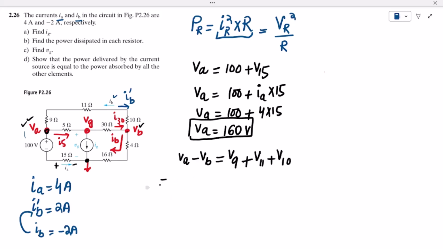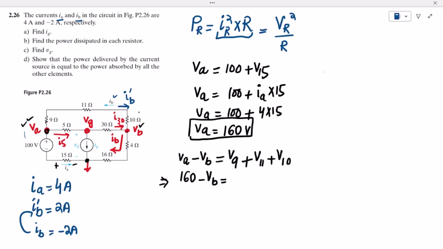Okay, so let me apply them. The value of VA is known, that is 160 minus the value of VB. The value of V9 is IB prime multiplied by 9, the value of V11 is IB prime multiplied by 11, and the value of V10 is IB prime multiplied by 10.